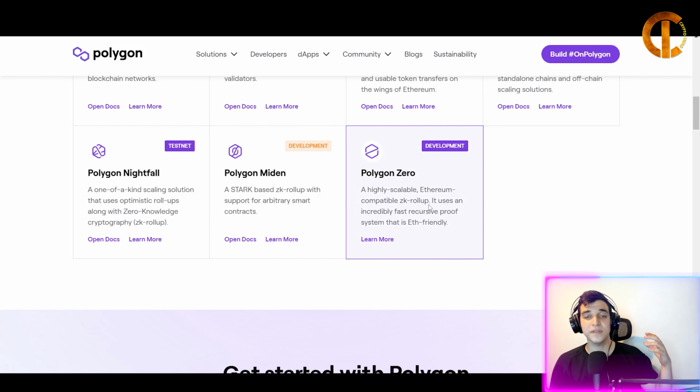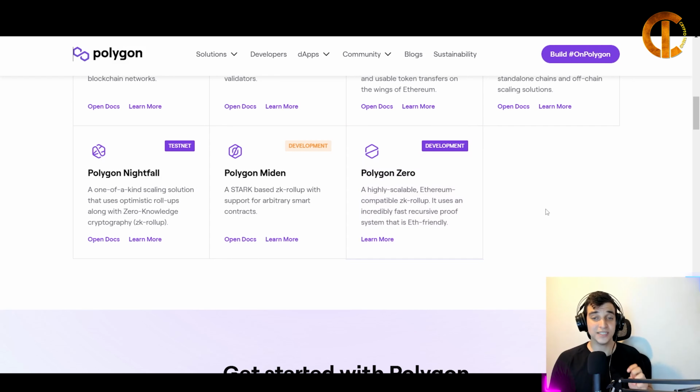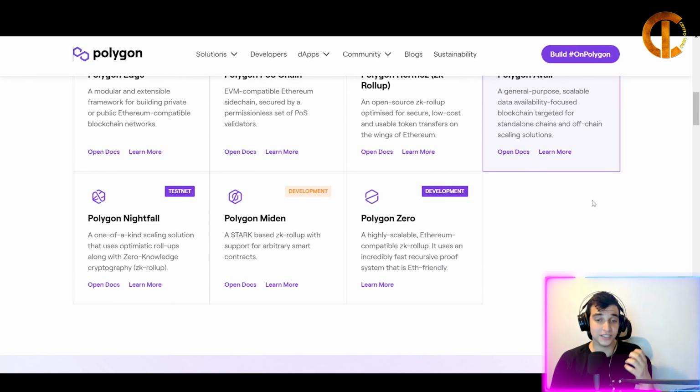Now also they have Polygon Zero, which is a highly scalable Ethereum compatible ZK rollup. It uses an incredibly fast recursive proof system that is Ethereum friendly, which means that you don't need to transfer your business if you're already using Ethereum.